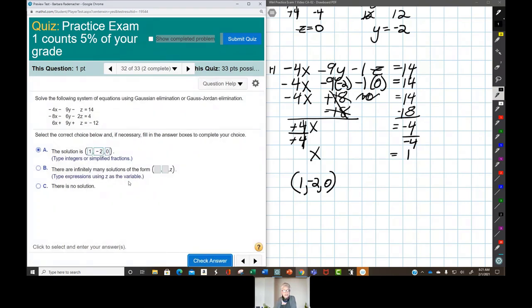But what gets you every time is arithmetic. So that's what you have to be careful on. If you're doing all these steps, but you're getting the wrong answers, slow down and do your arithmetic carefully. Let your calculator help you.